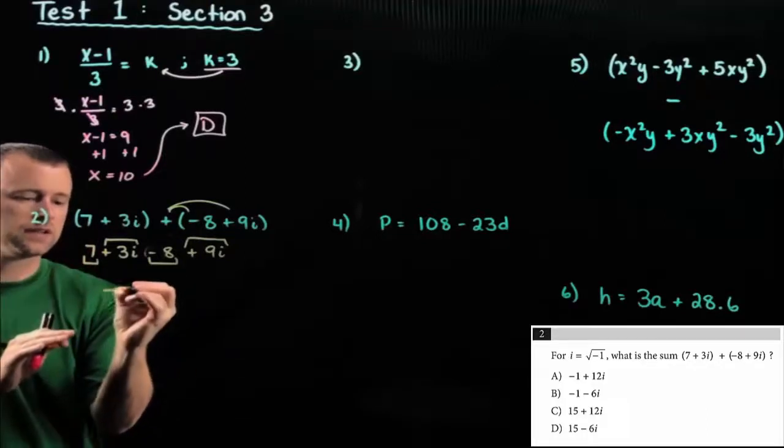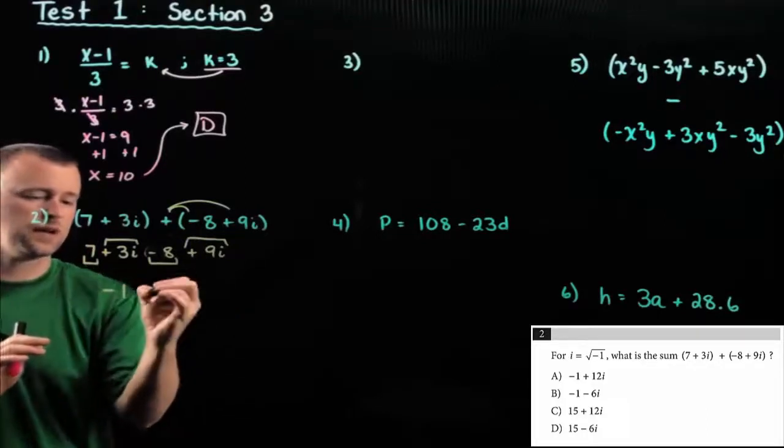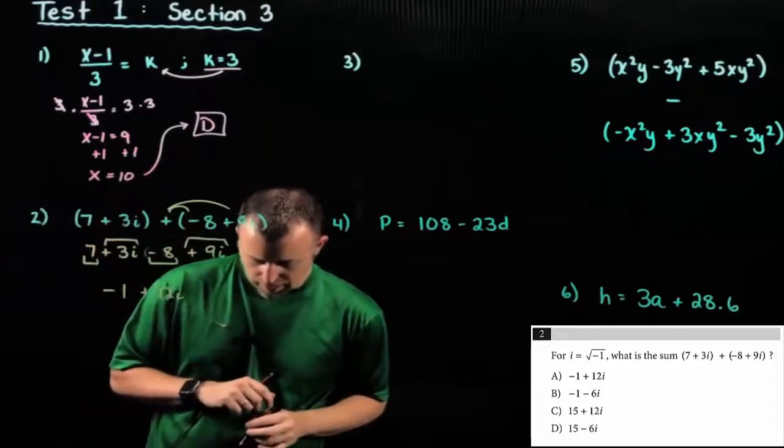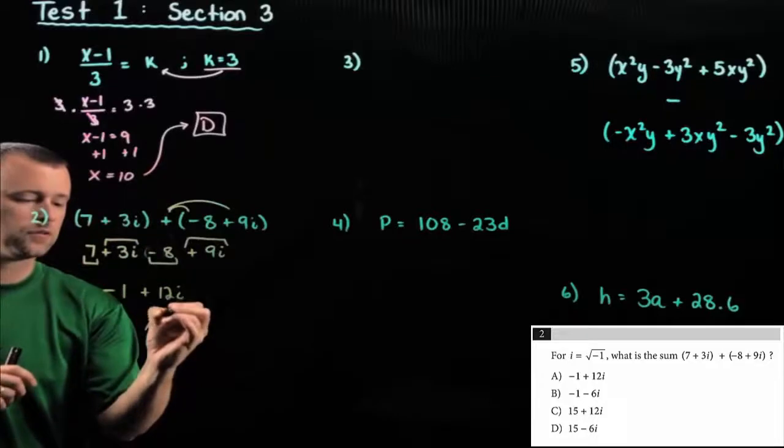7 minus 8 is negative 1. 3 plus 9 is 12i. So negative 1 plus 12i is going to be A. So number 2 is A.